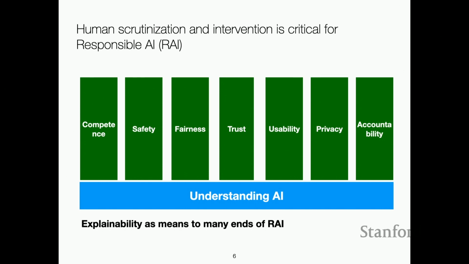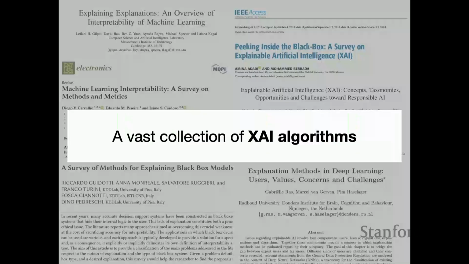And I'd like to see explainability as the enabler or foundation for many other principles of responsible AI, right? Because again, explainability is about understanding, and understanding allows for human scrutiny and, if necessary, intervention. And with that, we can have better models, ensure safety, fairness, and help end users have better usability, appropriate trust, and also have oversight for things like privacy, accountability, and so on.